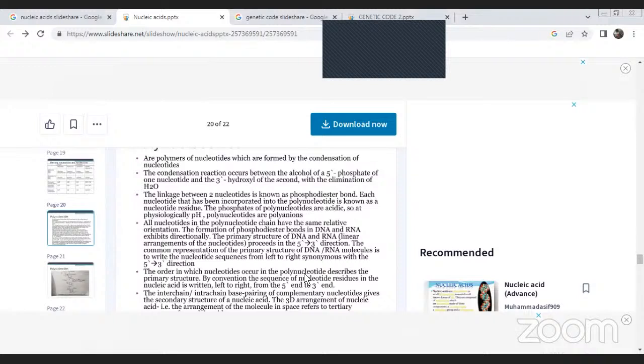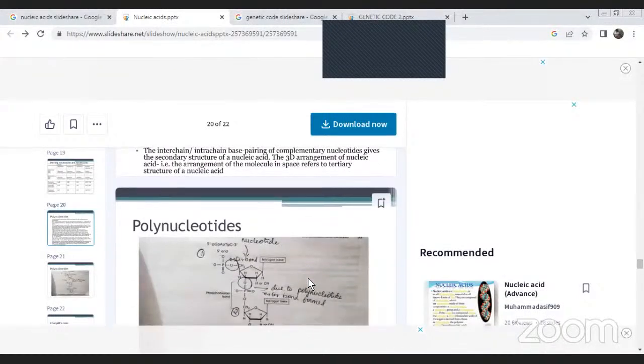In polynucleotides, the order in which the nucleotides occur describes the primary structure, a conventional sequence of nucleotide residues in the nucleic acid, 5 prime to 3 prime, or 3 prime to 5 prime. Interchain base pairing of complementary nucleotides gives the secondary structure. The three-dimensional arrangement of the nucleic acid molecule in space refers to the tertiary structure of the polynucleotides.